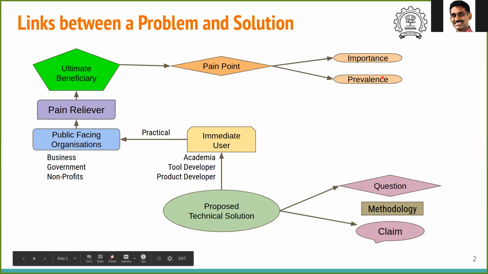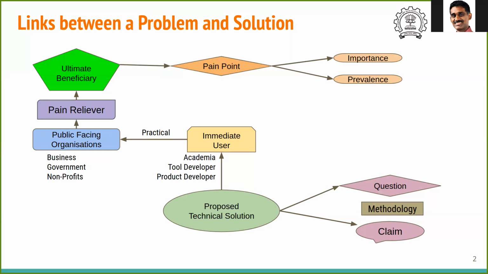So the keywords for a pain point are importantly two things. One is the importance of the pain point. Importance means how important it is for life and death, or the economic well-being or health and so on. Prevalence is how common that pain point is found.